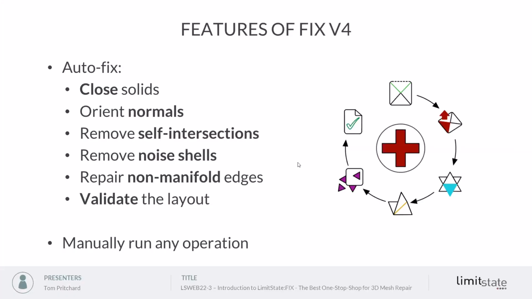And the bread and butter of LimitState Fix is the auto fix functionality. This single button, which we'll see shortly, will take your error-filled mesh and perform all of the operations that are listed here and leave you with a watertight and printable file. So it will close the solid, it will orient any normals that are out of step with the surroundings, it will remove self-intersections and noise shells, which are small shells that aren't part of the main geometry that sometimes creep in, and it will also repair any non-manifold edges and finally validate the layout for you.